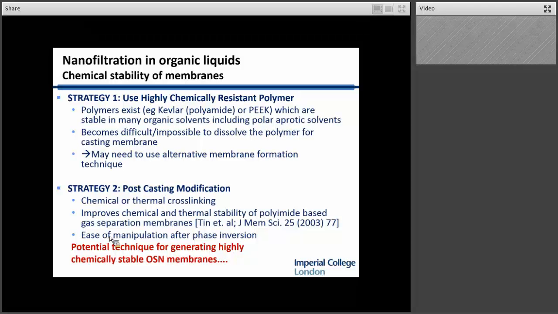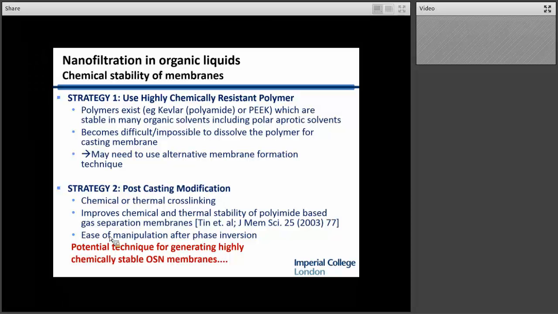So how are we going to make membranes that are more generally stable across all sorts of solvents and different chemical regimes? Well, you might think about using a very chemically resistant polymer, for example, Kevlar, which is a type of polyaramide, or PEEK. These are stable in many organic solvents. The trouble with using those polymers is you can't dissolve them. And if you can't dissolve them, it's extremely difficult to cast them as membranes. So you have to think of another way of making them into a membrane.